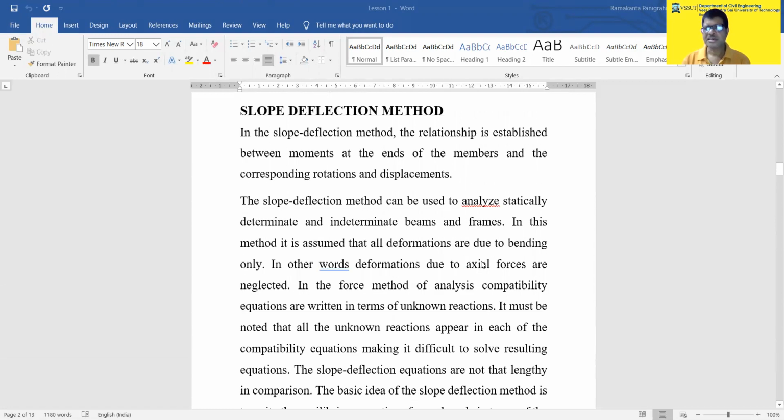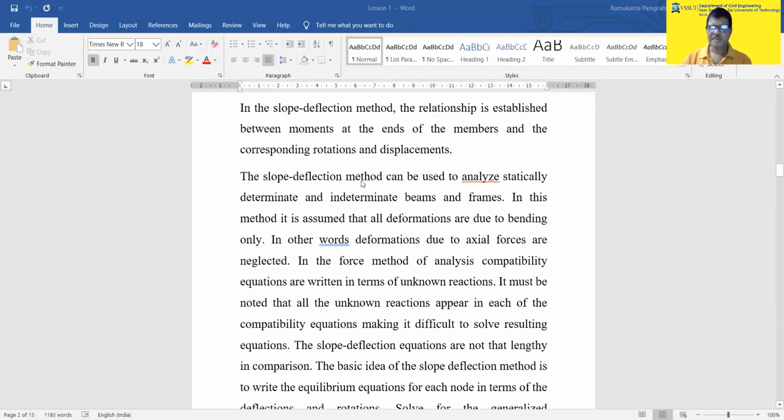Now let us start after discussing all these things regarding the force method and displacement method. We'll discuss this slope deflection method. As we have discussed, slope deflection method is a displacement method. So the relations between the moments at the ends of the members and the corresponding rotations and displacements are our importance.